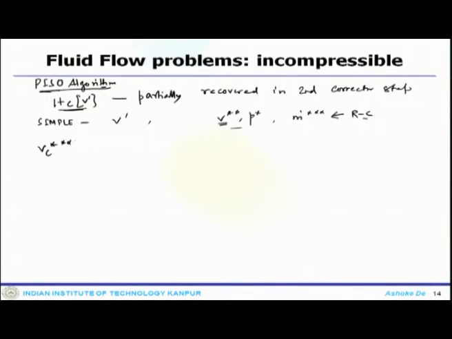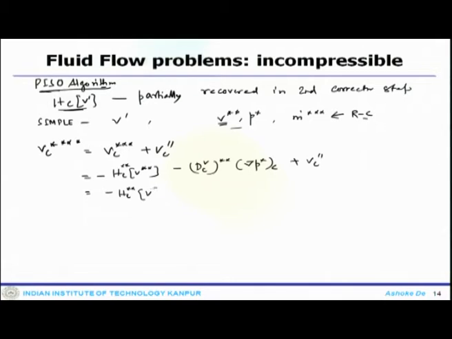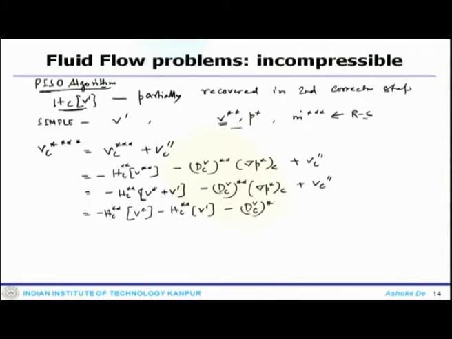and the equation that does this is Vc triple star equals to Vc double prime, which is minus Hc V double star, this is double star minus Dc V double star delta P star C plus B C double prime, which will be minus H C double star V star plus V prime minus D C V double star delta P star C plus V C double prime, which is minus H C double star V star minus H C double star V prime minus D C V double star delta P star C plus V C double prime.